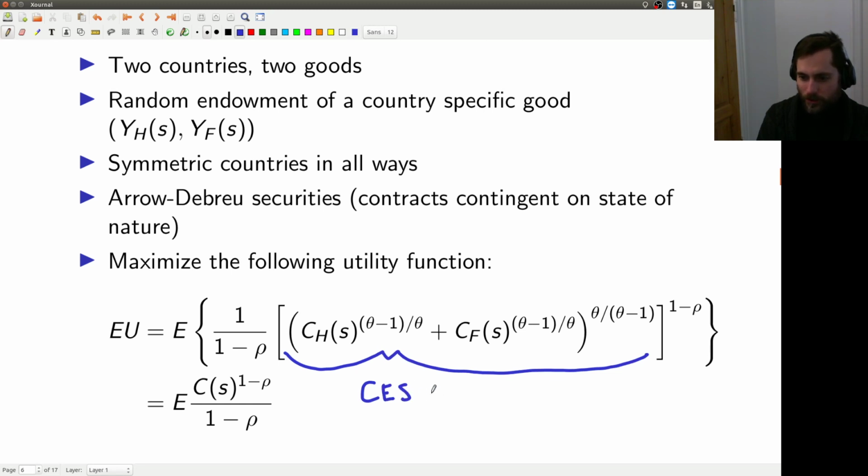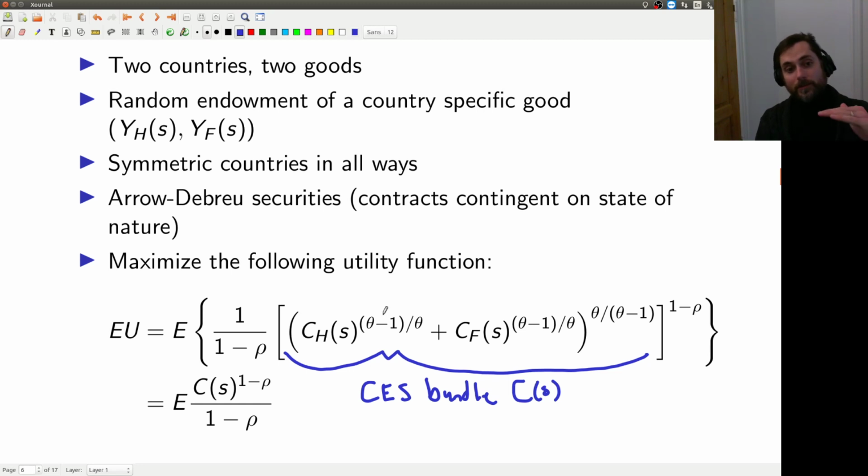Constant elasticity of substitution bundle, which we're going to call C of S. And then outside of it, we have this 1 over 1 minus rho and then 1 minus rho. And what that does is it's going to give the utility function curvature. The CES bundle, if we double the amount of both goods, then we're going to double the amount of the bundle. So in other words, it's homogeneous of degree 1. And that's not an attractive feature for a utility function because we want people to have decreasing marginal utility, right?